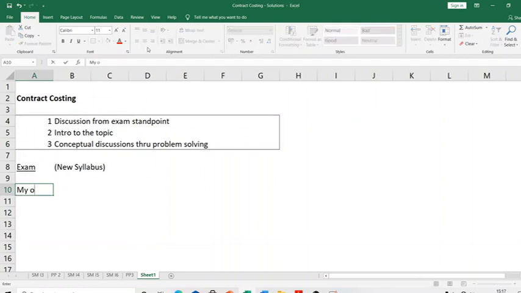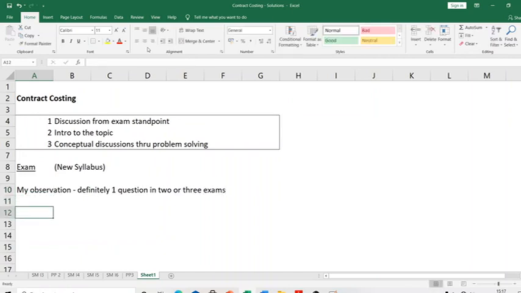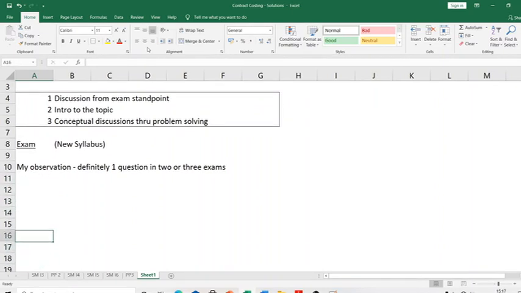Probably in every two or three exams, definitely you get a question, right? So my observation is, I can say, definitely one question in two or three exams. If you take 2-3 attempts and you observe the question papers, I have seen one question come from contract costing. Sometimes you might also get a question in contract costing in 2 consecutive exams or in 3 consecutive exams. And then you might have a break for the next several exams, and then you might again get contract costing.